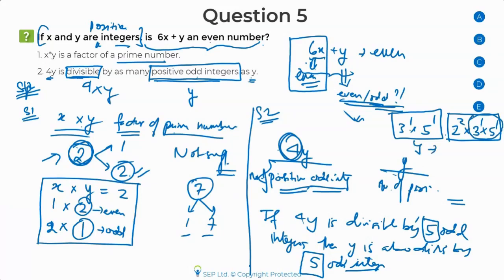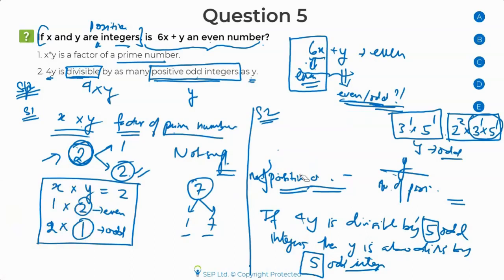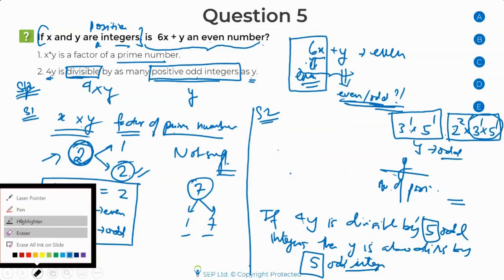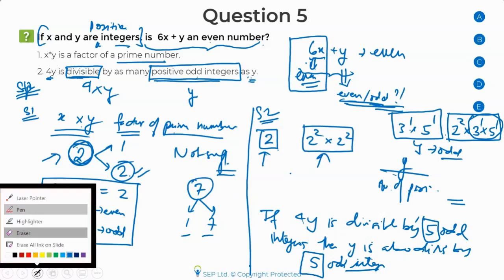But there could be a case like this also, right, guys? Let me just write it very quickly. There could be a case like this also where y may be even. Let's say y is 2. 4y is this. Now tell me, does the number of odd factors that divide y and 4y change for this and this? Does it change?